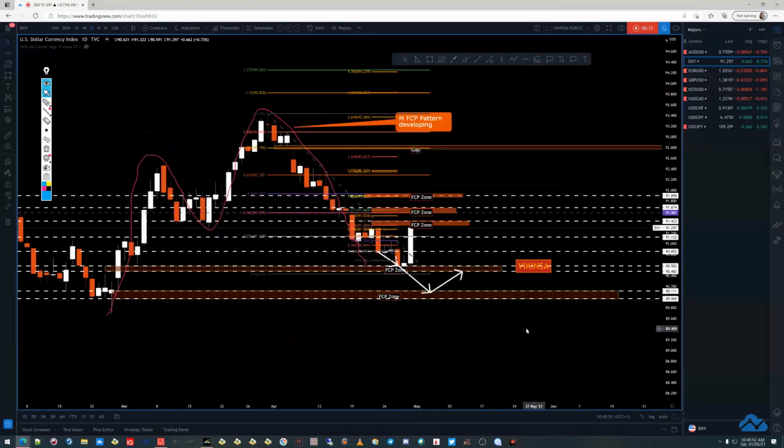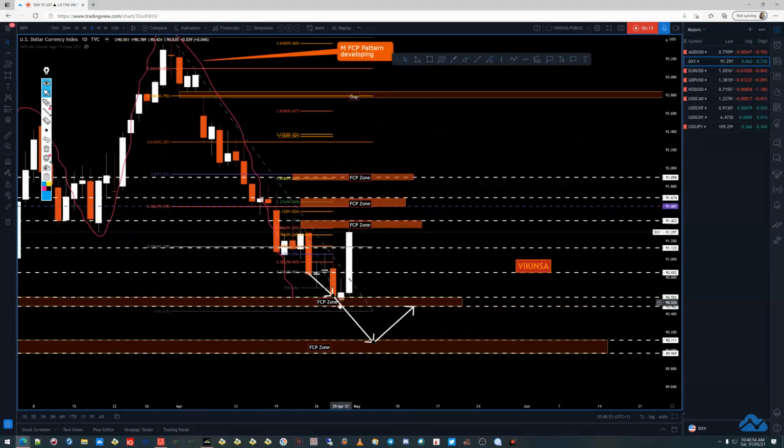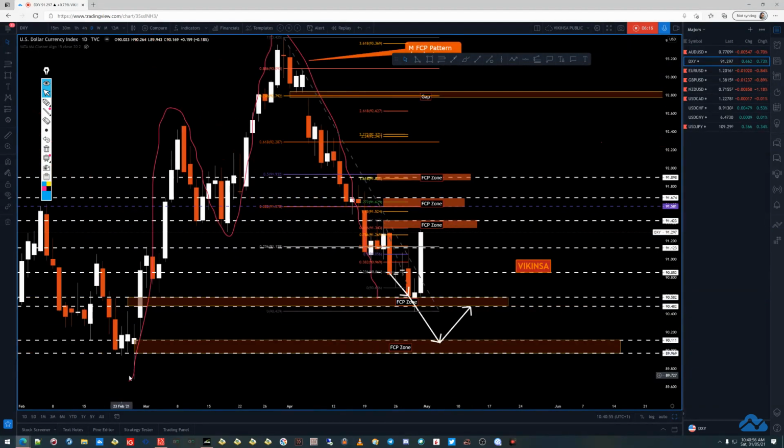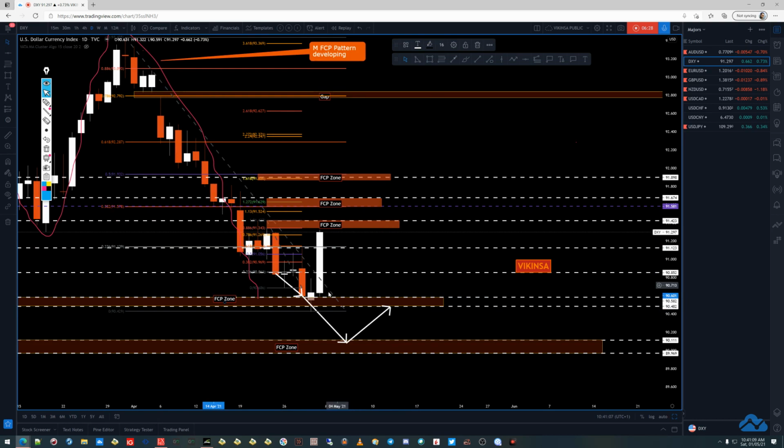So we had two FCP zones, one around here and one around here. And this is what I posted. There is an M pattern which was completing here. An extended version of that M pattern was completing in this FCP zone. So the market hit this FCP zone accurately and started to go higher. There was not much of a drawdown. There was nothing like going lower than this FCP zone. The market started to just shoot up.